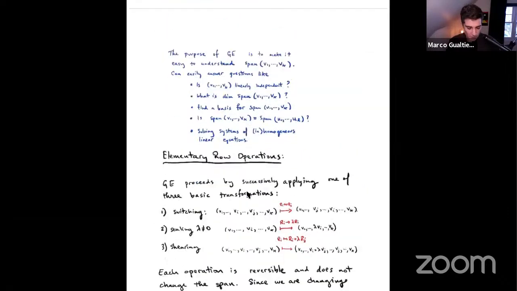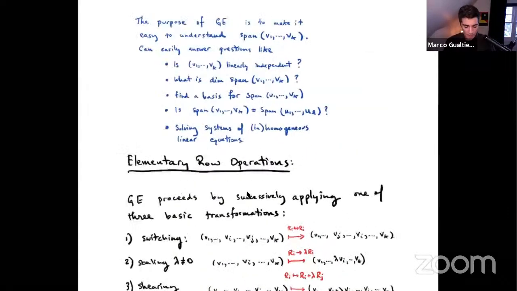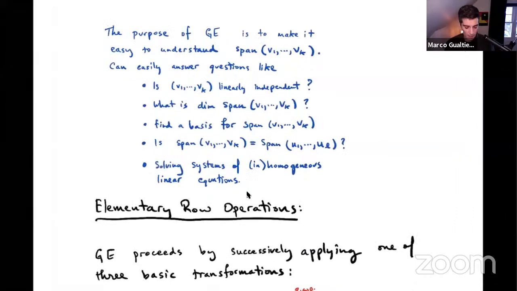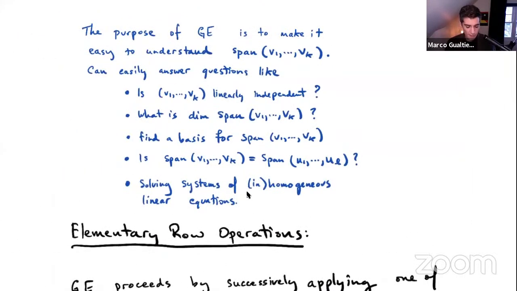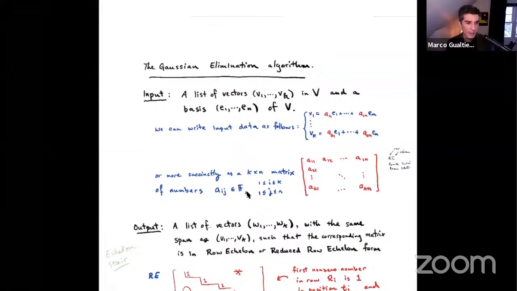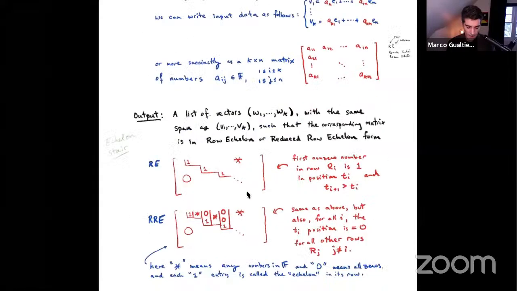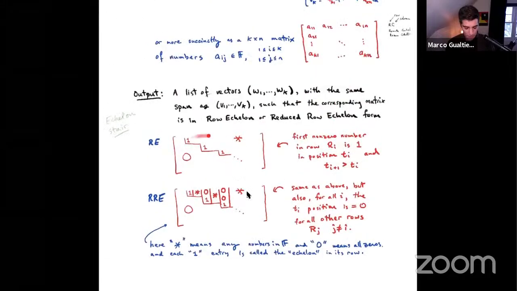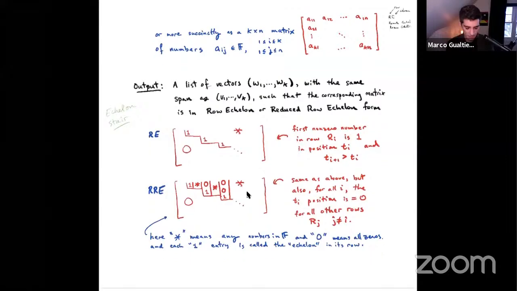So what's the purpose of this? The purpose of Gaussian elimination is to make it easier to understand the span of the original list. For example, is it true that the list is linearly independent? It may not be obvious from the given data whether it is linearly independent or not. Can you tell that v1 up to vk are linearly independent? But after you do the Gaussian elimination and look at the output, it will become completely obvious whether they were linearly independent.